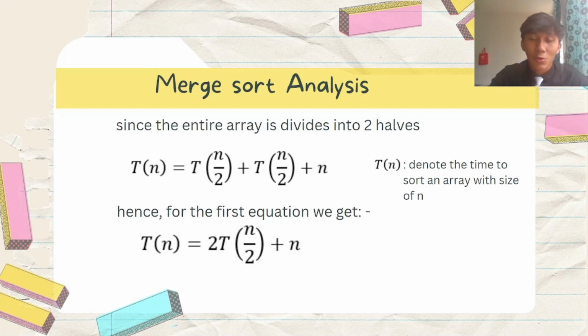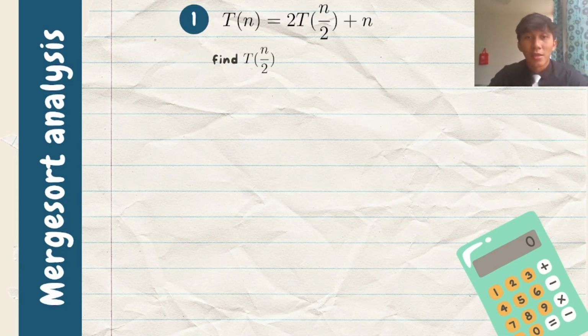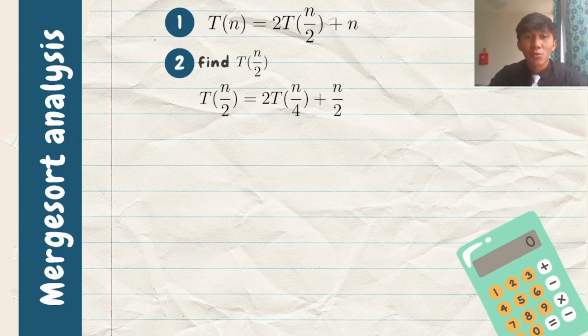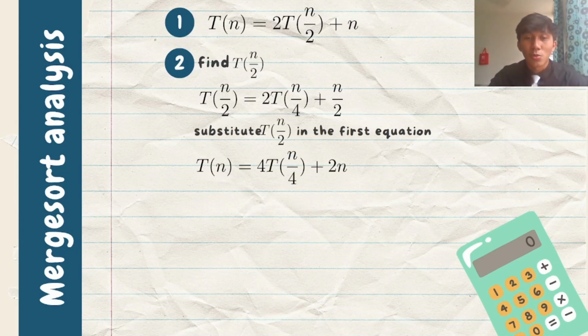Hence, for the first equation, we get T(n) = 2T(n/2) + n. From the first equation, we can find the second equation by finding T(n/2) first, and we've got T(n/2) = 2T(n/4) + n/2. We substitute this value inside our first equation, and we got T(n) = 4T(n/4) + 2n. And this is our second equation.